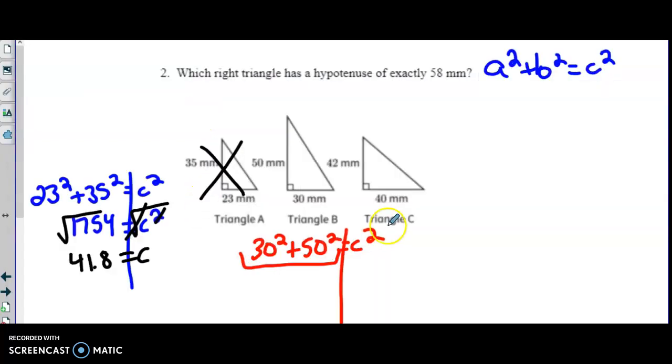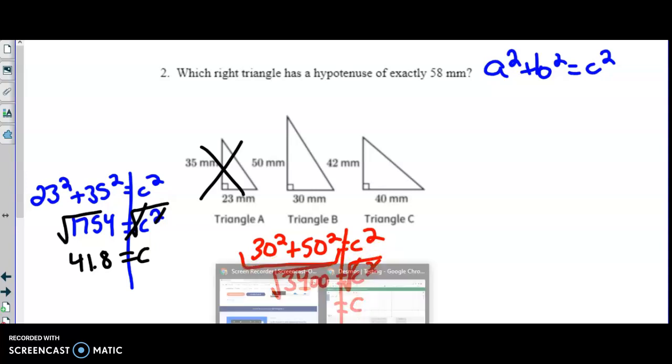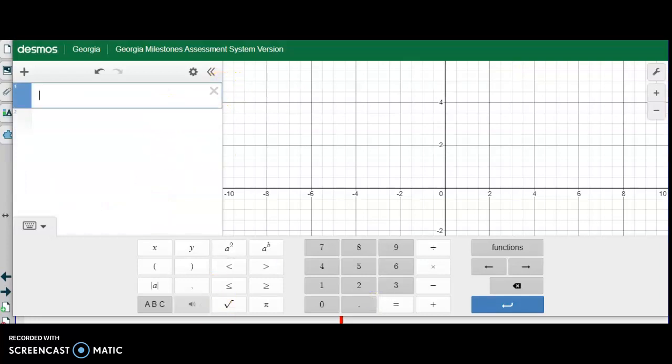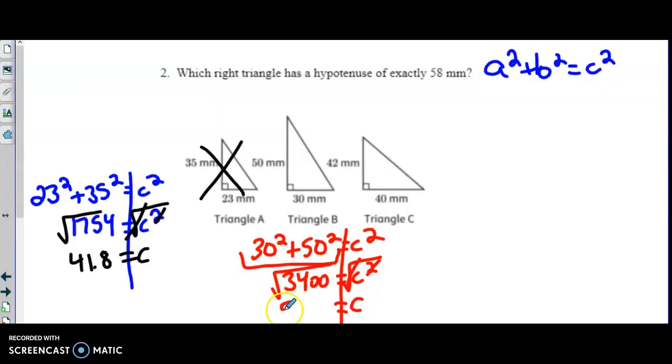$3,400. And since I'm solving for C and I got to get rid of the square, I'm going to square root it because the square and square root cancel. And then the square root of 3,400 is 58.3. That's really close, but it said exactly 58. So I don't think that's my answer either.